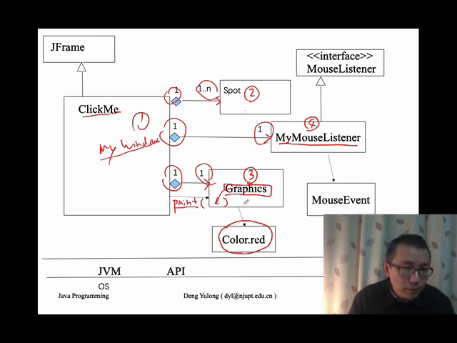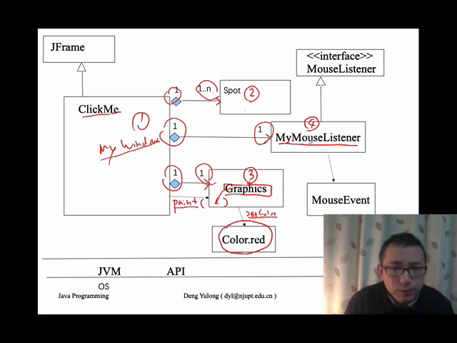Graphics uses the Color object to set the color. It uses this operation to set the color for our tiny circle filled with that color inside the screen. So it's a dependency relationship. And between MyMouseListener and ClickMe, as we know, there's a composition relationship.